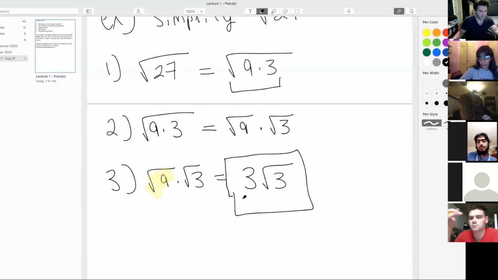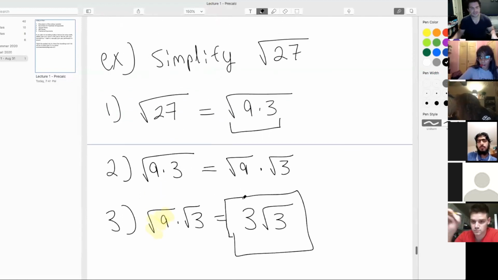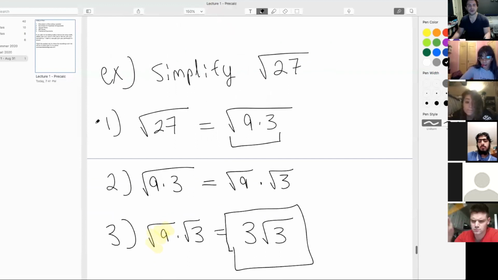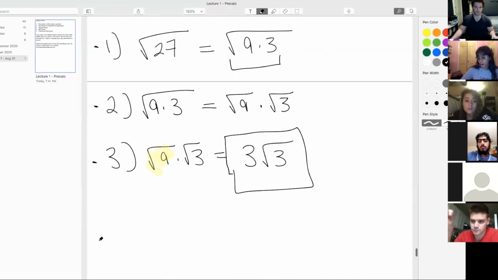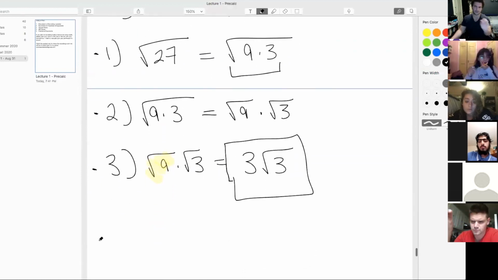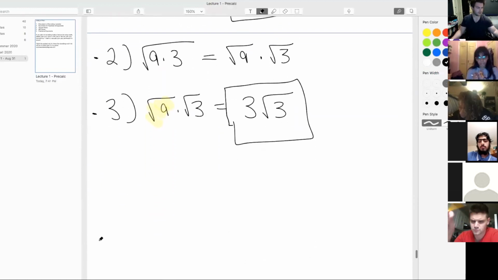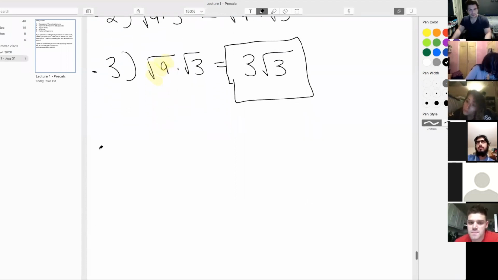I hope that was okay. These numbers I have follow the set of steps from earlier. That's what these numbers are. So the answer is 3 times square root of 3. All right, let's keep going. Next example.